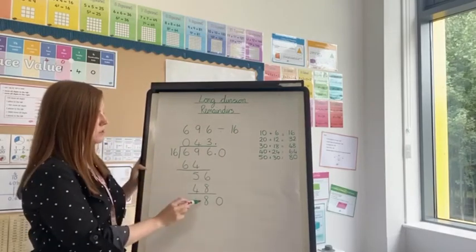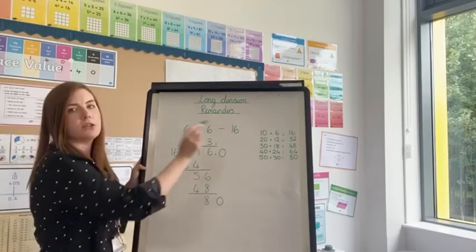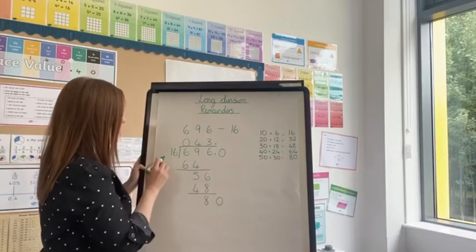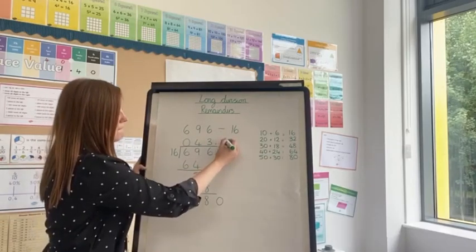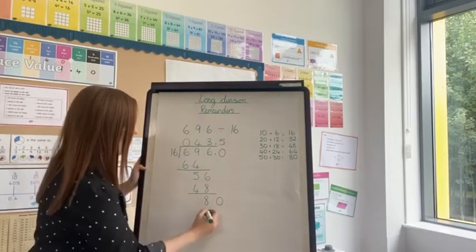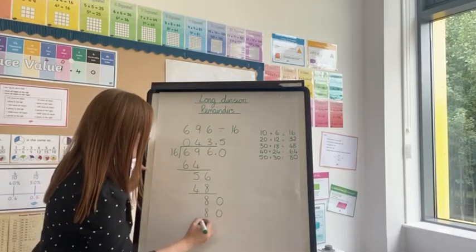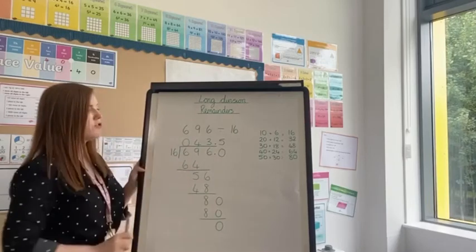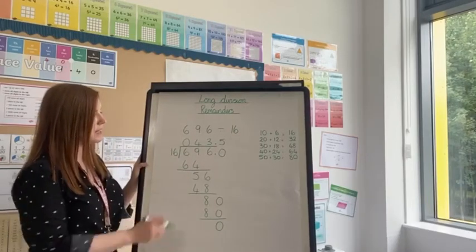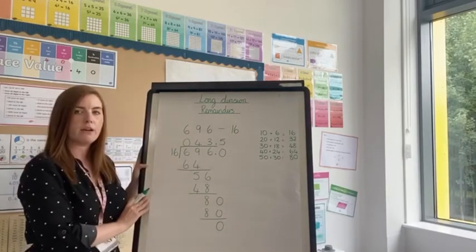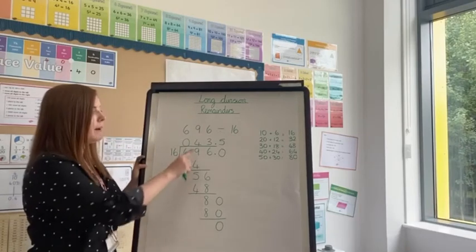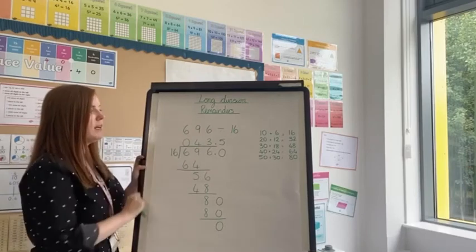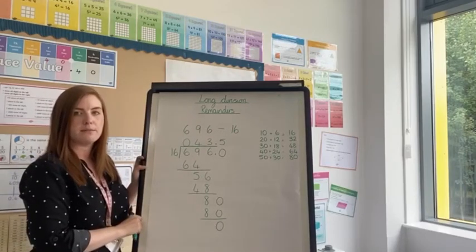How many times does 16 go into 80? Let's look back at my multiples. 1, 2, 3, 4, 5. 16 goes into 80 5 times. Put my 80 down here, calculate the difference, which is 0. So 696 divided by 16 is 43.5. I can check my answer by doing 43.5 times 16, which should give me 696.